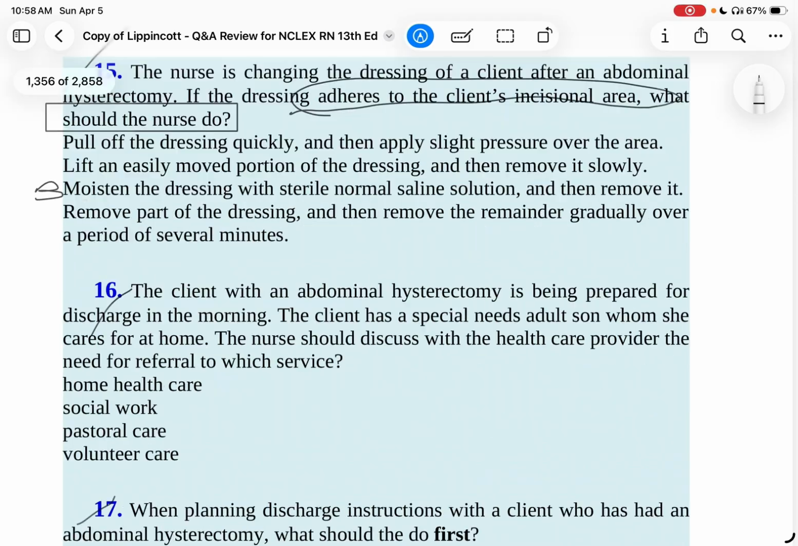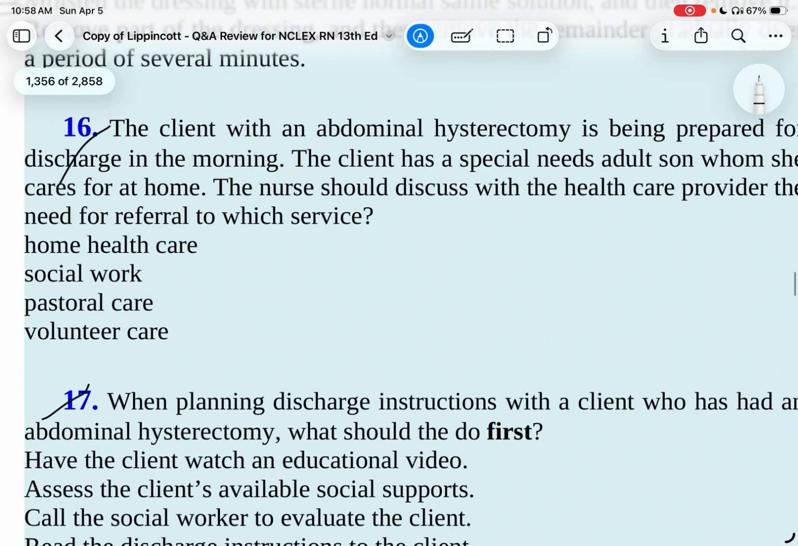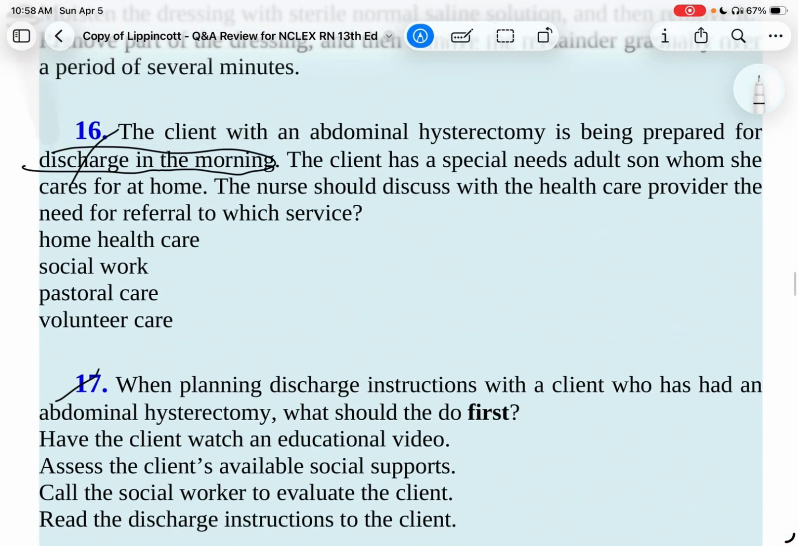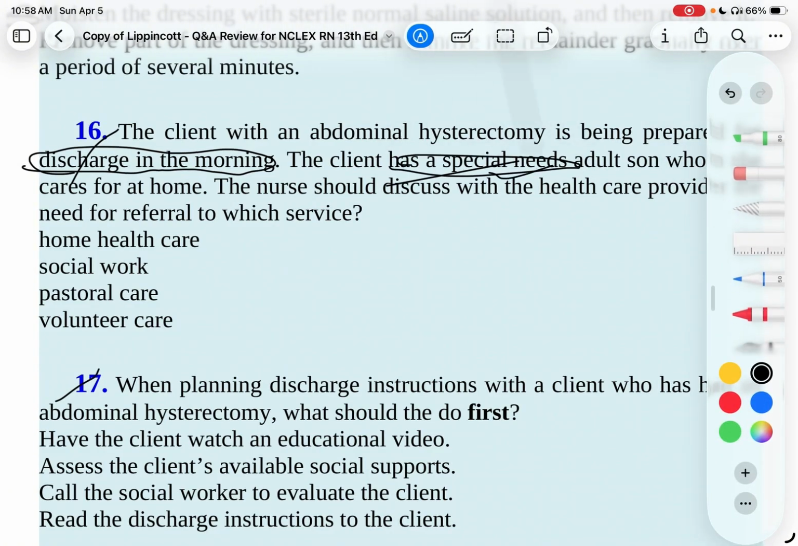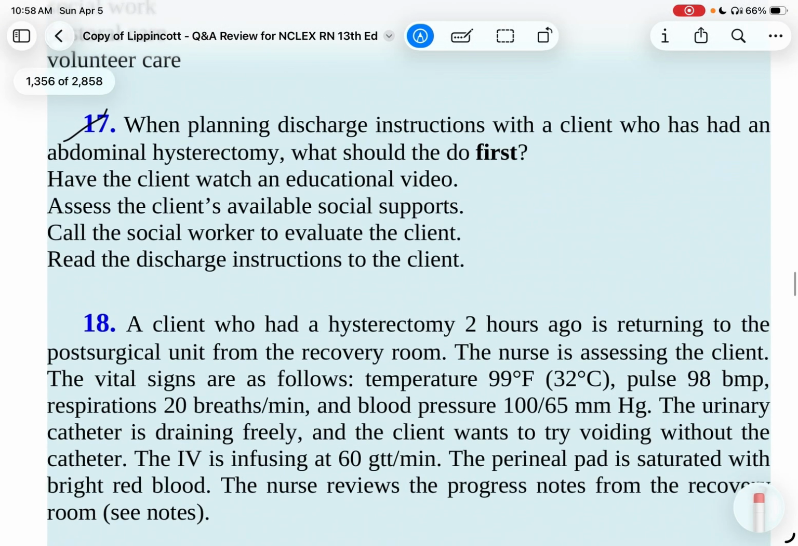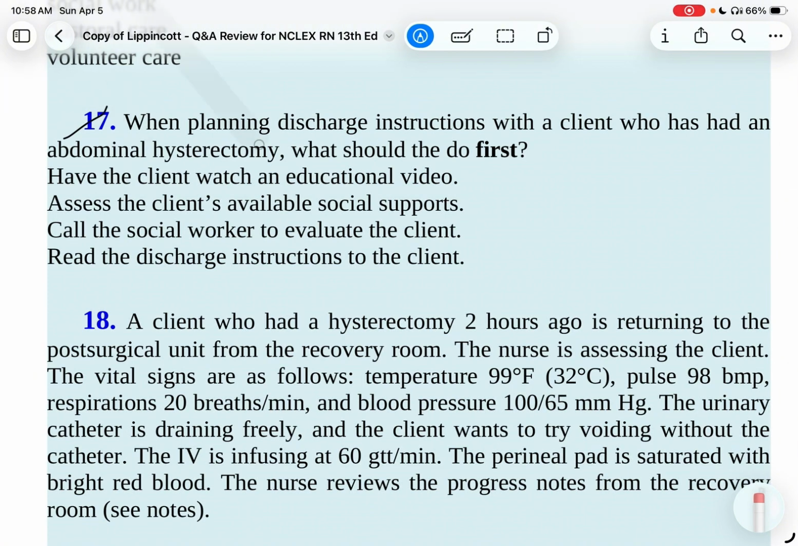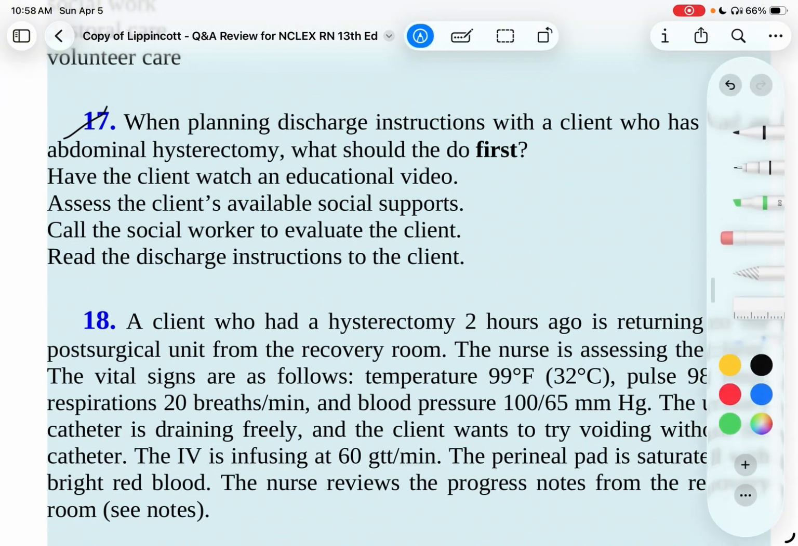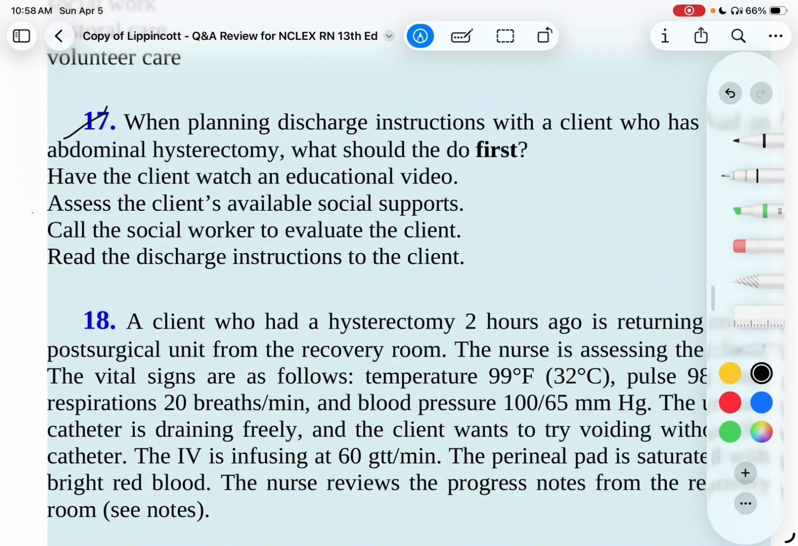The client with an abdominal hysterectomy is being prepared for discharge in the morning. The client has a special needs adult son who she cares for at home. The nurse should discuss this with the health care provider and social work. When planning discharge instruction with a client who has had an abdominal hysterectomy, what should we do first? Have the client eat their meal? No. Call the social worker to brief on the discharge first.